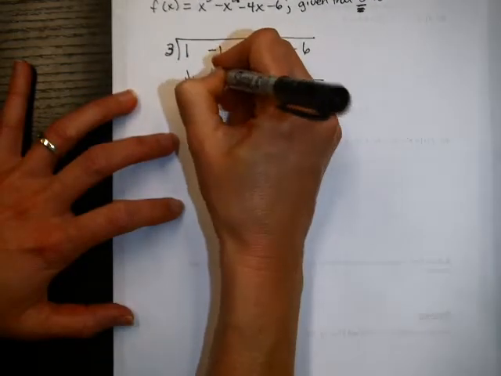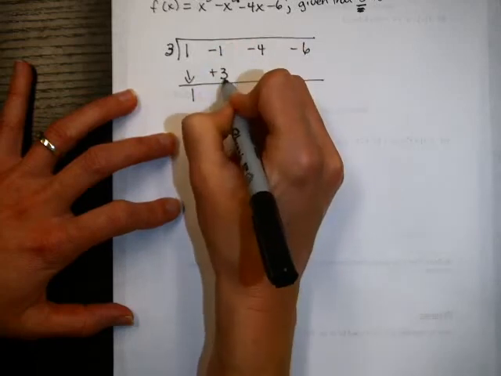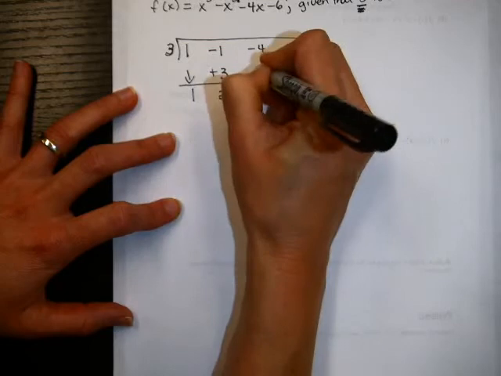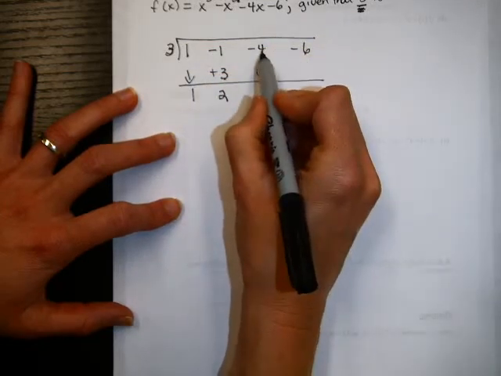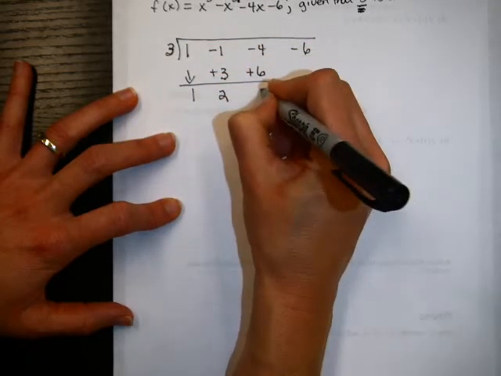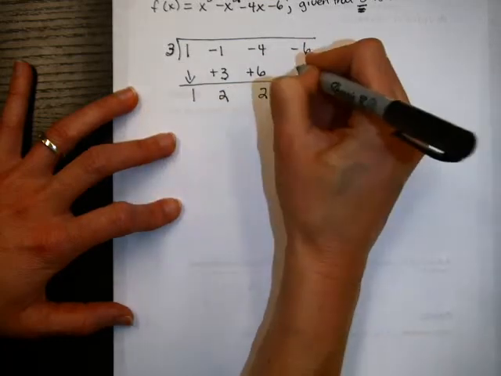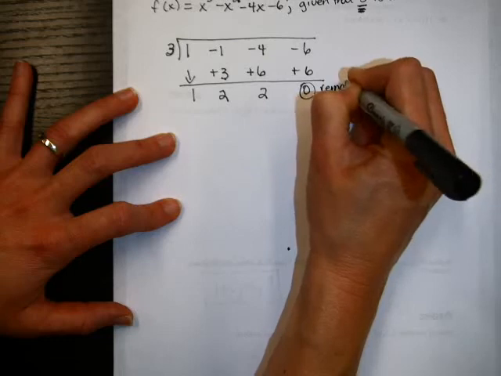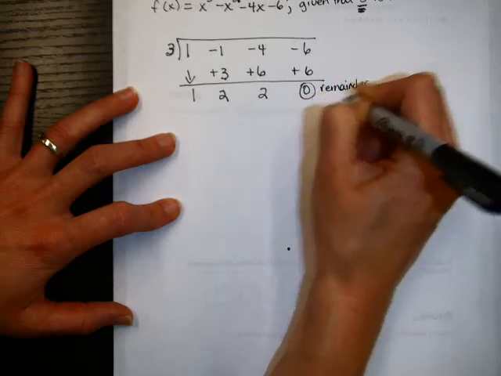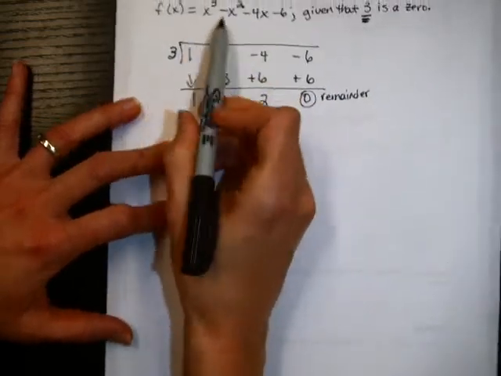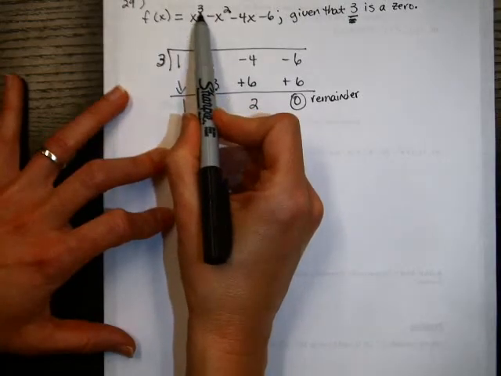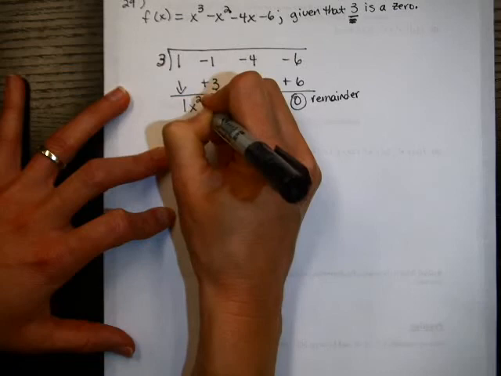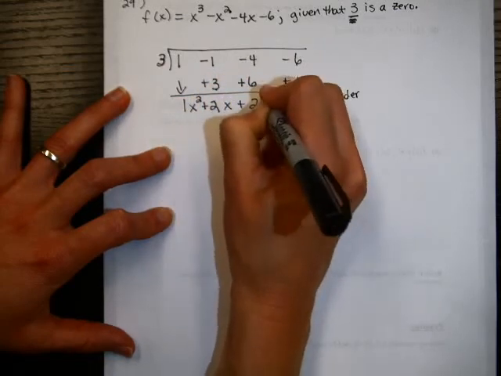3 times 1 is 3. Negative 1 plus 3 is positive 2. Multiply 3 times 2 is 6. Negative 4 plus 6 would give me positive 2. 3 times 2 is positive 6. And I get a remainder of 0. And so again, if I started out with x to the third, that means this is the coefficient of x squared. So I have 1x squared plus 2x plus 2.